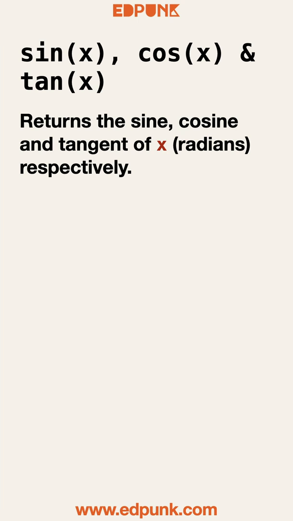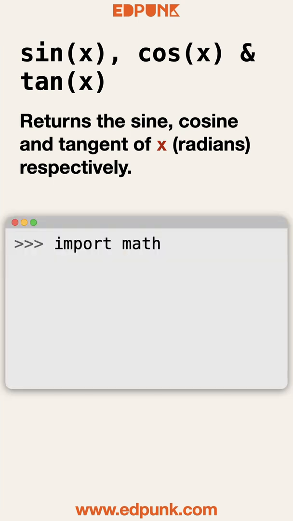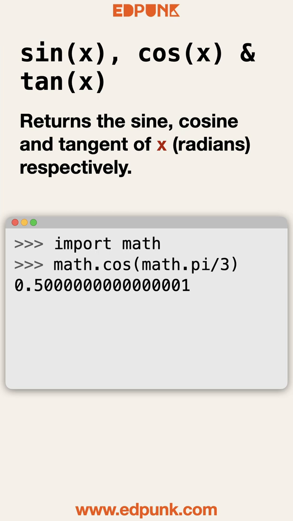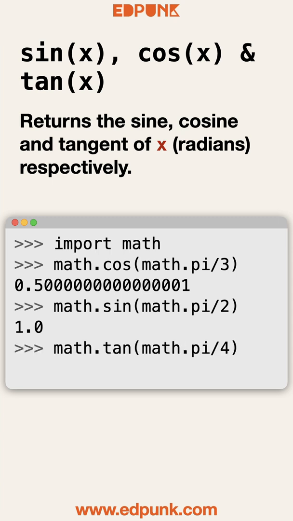The trigonometric functions sine, cos and tan return the sine, cosine and tangent of a numeric argument, which is the angle given in radians. For example, let us import the math module. Now, executing math.cos math.pi divided by 3, that is 60 degrees, returns 0.5. Executing math.sin math.pi by 2, that is 90 degrees, returns 1.0. And executing math.tan math.pi by 4, that is 45 degrees, returns 0.999, that is approximately equal to 1.